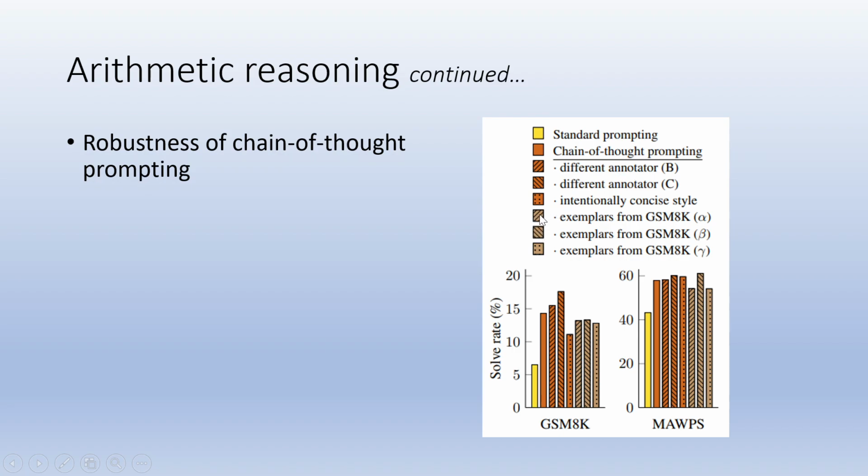And in the yellow and brown, the prompts are exemplars from the GSM 8K math problem set. Different kinds of exemplars are given, alpha, beta, and gamma, different sets. But we still see that while there is variation in their performance, they still perform much better than normal standard prompting. This leads us to believe that the linguistic differences between chain of thought prompts are not very important. What matters the most is giving a good chain of thought reasoning in the prompts, which leads us to believe that it is robust against the linguistic differences in chain of thought prompting.